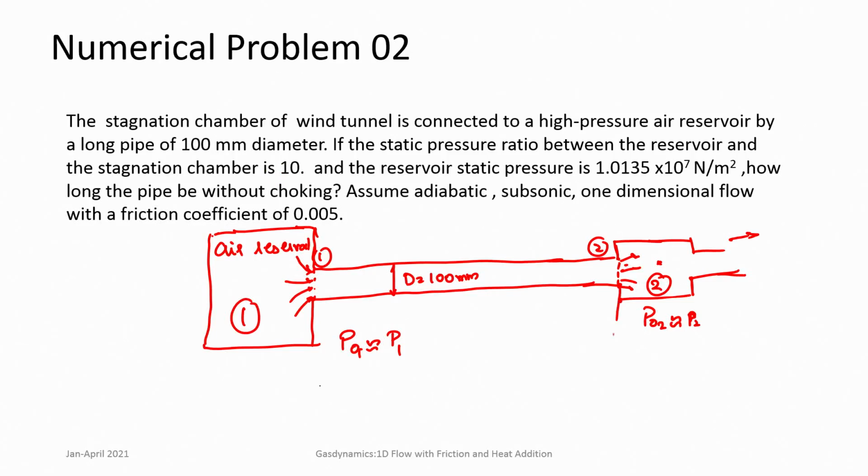Maximum limit L max is the point when it chokes. So, M equal to 1. Suppose we take the maximum limit, that is L max, M equal to 1. Any length which is less than L max will satisfy that it is not choked. So, we take the limiting condition, this is equal to L max.